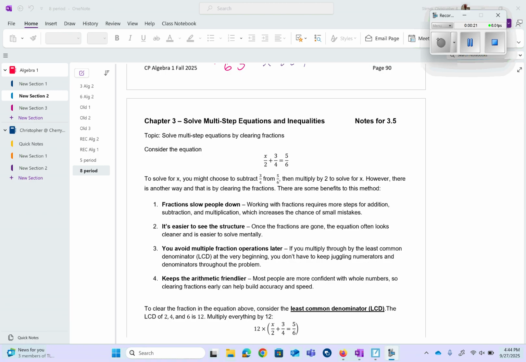Okay, so this is something called clearing fractions. This means that we would be able to work the problems out by eliminating the fraction, and it makes it easier to work with. Okay, so number one here says fractions slow people down. Okay, and we know that.